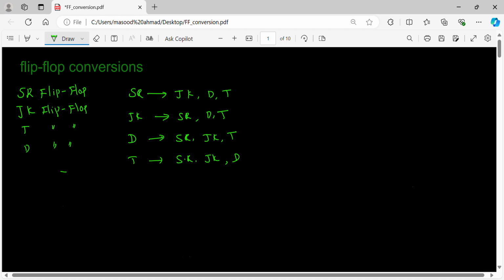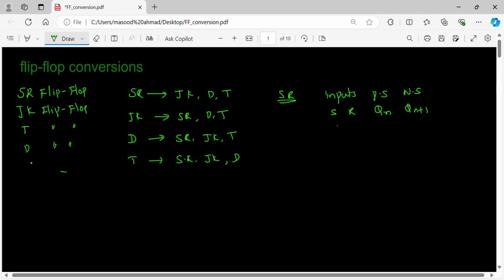To do any conversion, we should know the flip-flop itself. So every flip-flop has its own truth table. For SR flip-flop, you can take the truth table something like this. There will be certain inputs, there will be a present state, in short I am writing PS, and a next state. So the inputs are S and R, set and reset. Present state is say Qn, next state is Qn plus 1. As it is a sequential circuit, the present inputs and present state decide the next state.